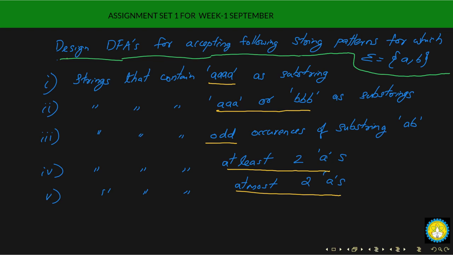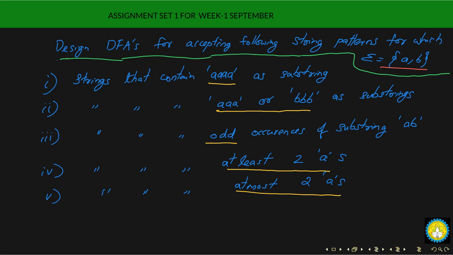So we'll look at the assignments. All the assignments are for designing DFAs for accepting the string patterns as given. And remember that we always assume that the alphabet set is A, B. The first question is to create a DFA to accept strings that contain 4 A's as a substring. We have seen similar examples.